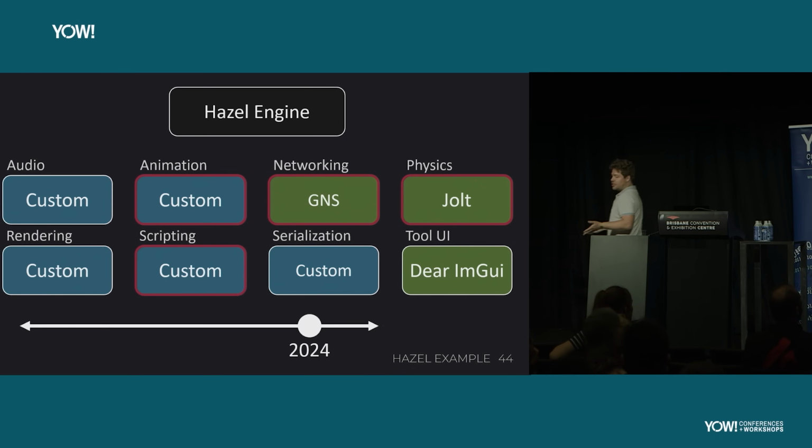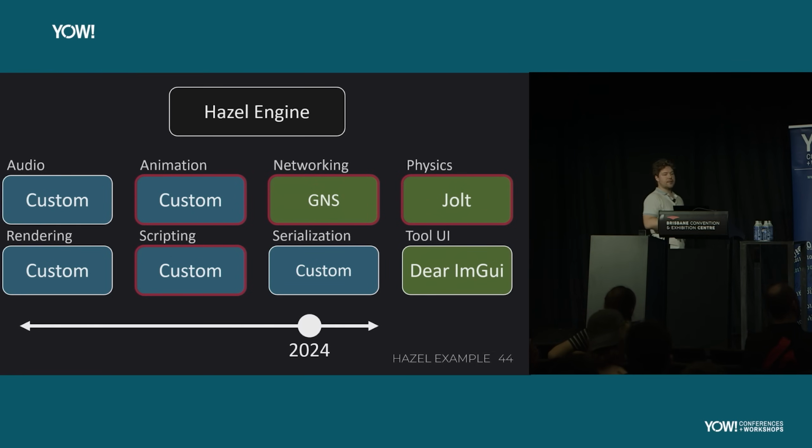So animation, like skeletal animation, we decided we needed something a bit more powerful, a bit more custom. So we wrote something custom and we were able to focus on that. Scripting as well, we went from Mono to a custom C# scripting engine sitting on top of .NET Core. Networking we adopted with Valve's GameNetworkingSockets library, and physics as well, we went from NVIDIA PhysX to Jolt because that just suited our needs better.